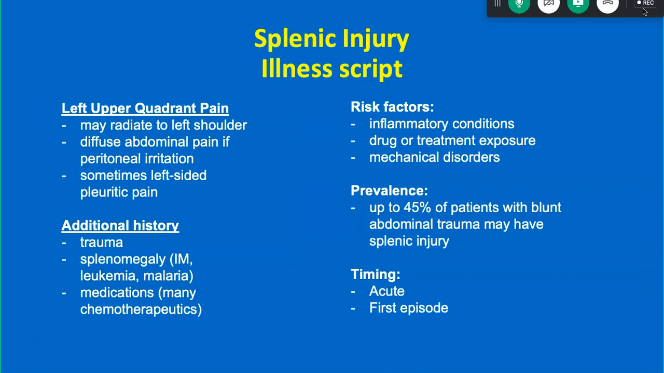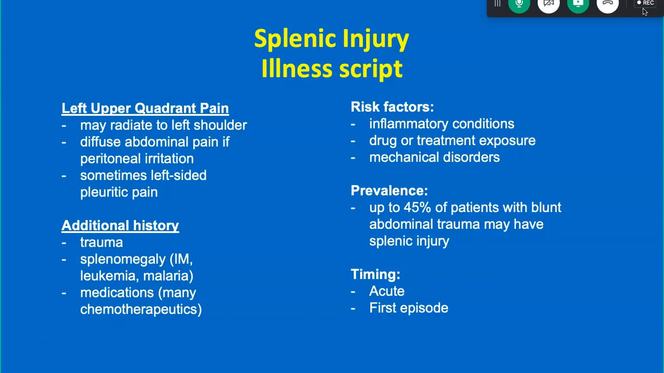So for splenic injury, the pain is going to be left upper quadrant. If you have diaphragmatic irritation, it can radiate to the left shoulder. If you have peritoneal irritation, it can cause diffuse abdominal pain as well, not just localized to the left upper quadrant. It can also sometimes cause pleuritic pain. So you have different kinds of pain associated with splenic injury, and it can be quite severe. You definitely want to think about what you see in the history to clue you into splenic injuries, because there's going to be something that prompted it.